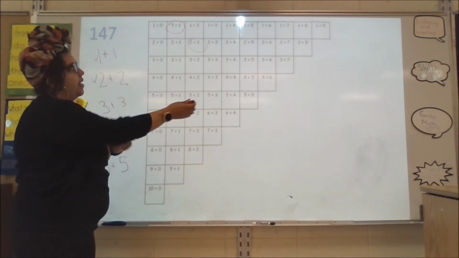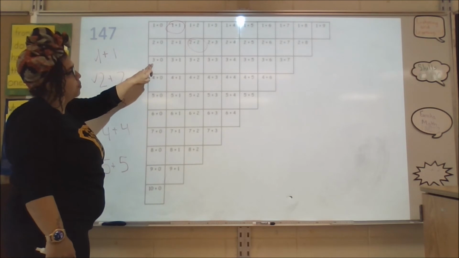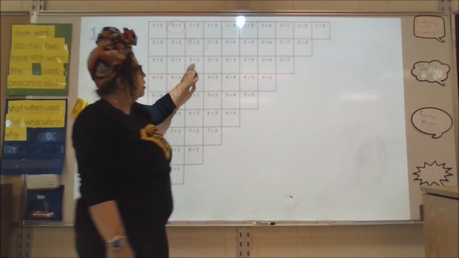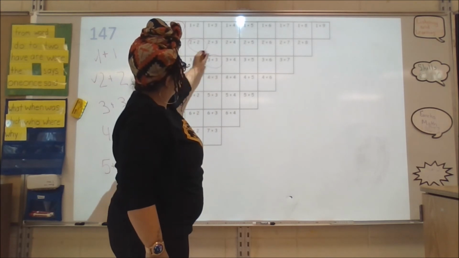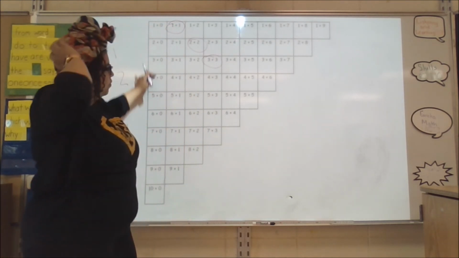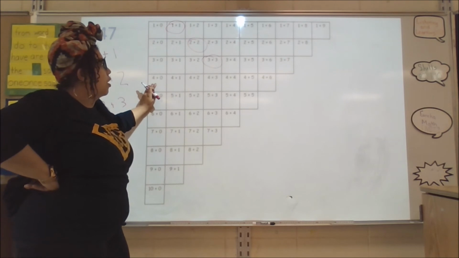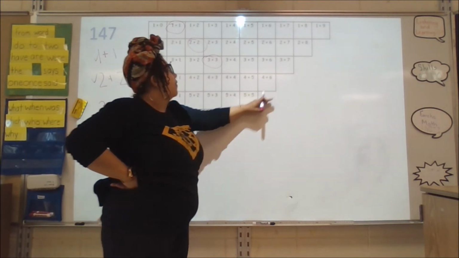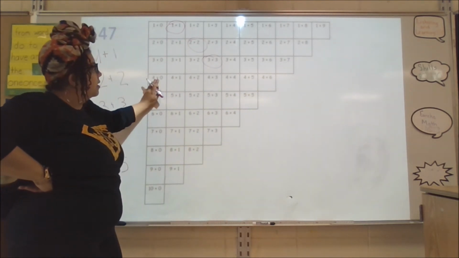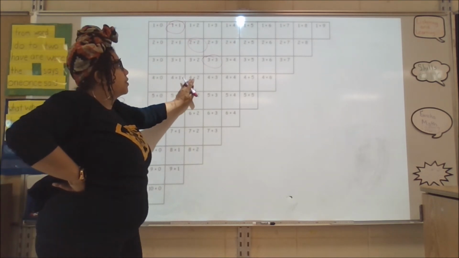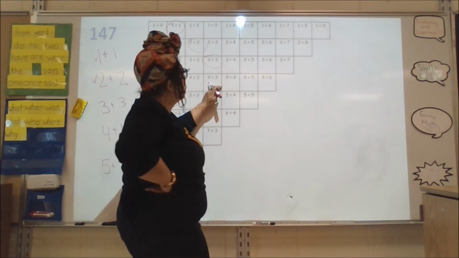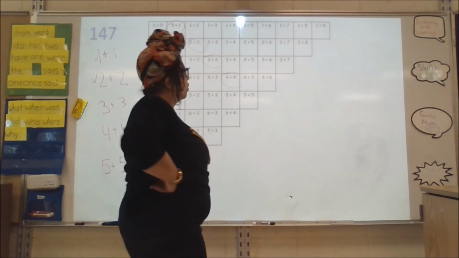I can go ahead and go to the next row. So 3 plus 0, 3 plus 1, 3 plus 2, ding, ding, ding, 3 plus 3. Excellent. Let's move down to the 4s. This row, the first part of all these problems is 4. So let's keep going. 4 plus 0, 4 plus 1, 4 plus 2, 4 plus 3, and 4 plus 4.